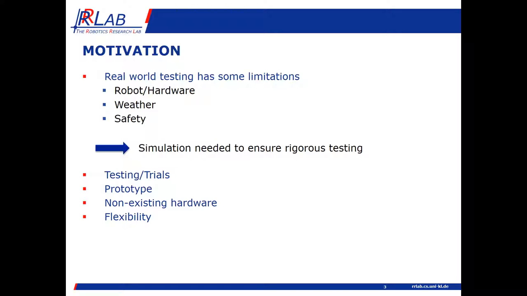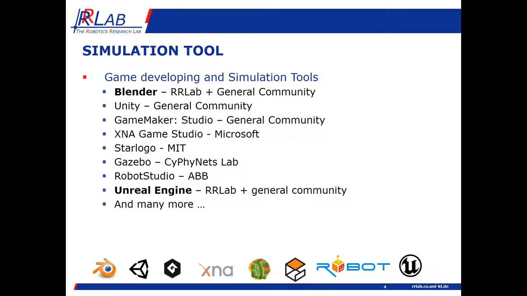Okay. So there are different existing simulation and modeling tools which you can use. Blender is actually a modeling tool. You can also simulate with it, I would say, but mainly it is used for modeling. Then normally people use Unity. Then there is Game Maker, Star Logo, Gazebo. A few people have used ROS. Have you used ROS? Have you used Gazebo with it? No. So you can use Gazebo with ROS also, Robot Studio, and then comes the Unreal Engine, which we will be talking about.